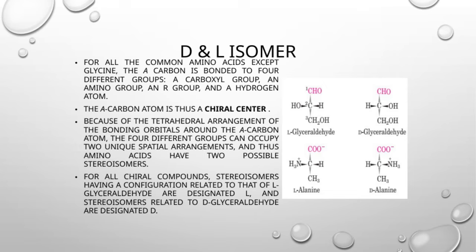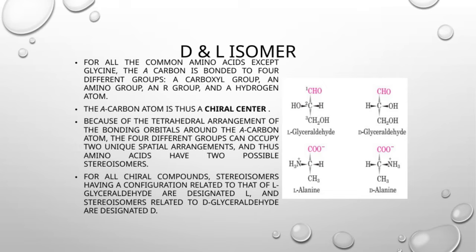that makes it asymmetric. Now, this tetrahedral arrangement around the alpha carbon allows the 4 different groups to occupy 2 distinct spatial arrangements. Essentially, this means amino acids can have 2 different stereoisomers, which are mirror images of each other.